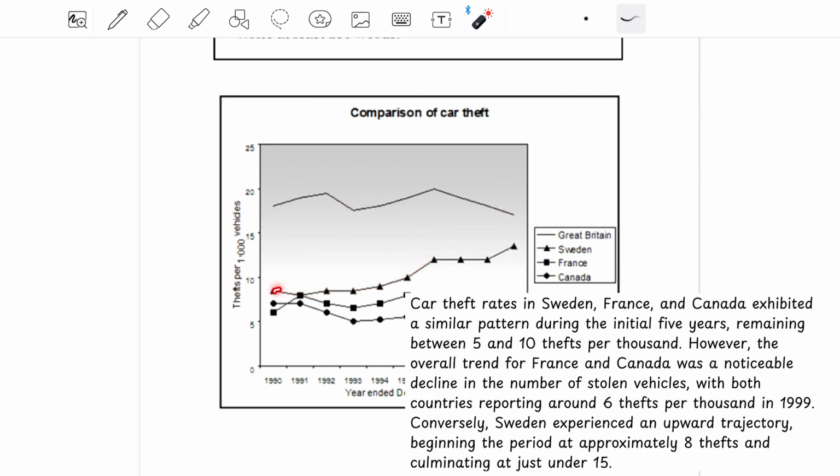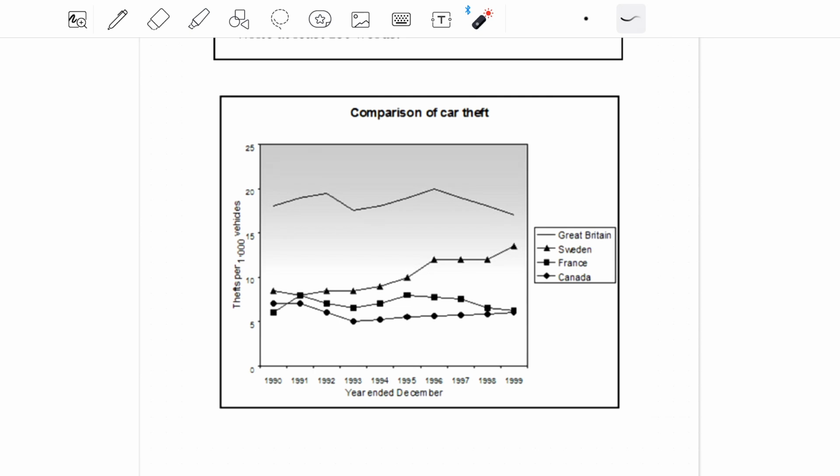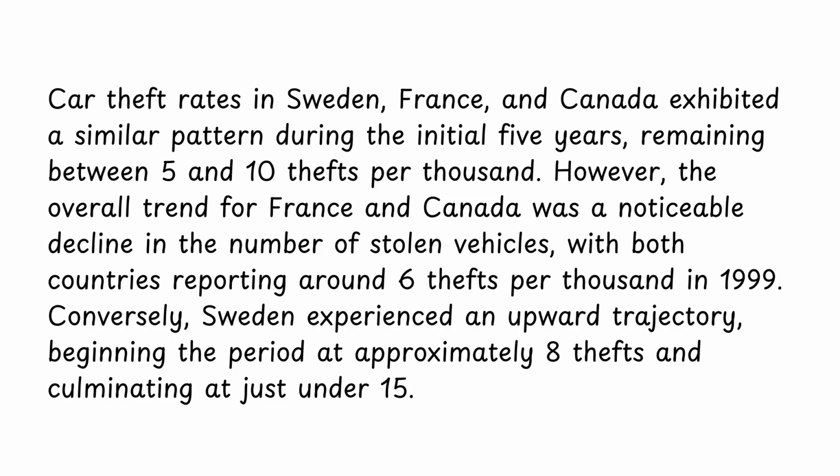So you can say that Sweden experienced an upward trajectory in car theft. In the beginning, in 1990, around about let's say 8,000 cars were stolen, and this figure continued to increase, culminating at just under 15,000, right? And then you can give similar sort of language to France and Canada.